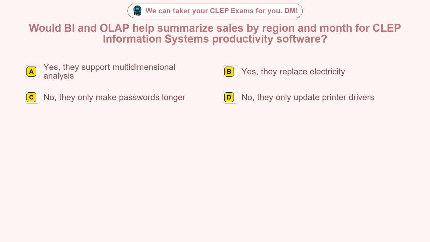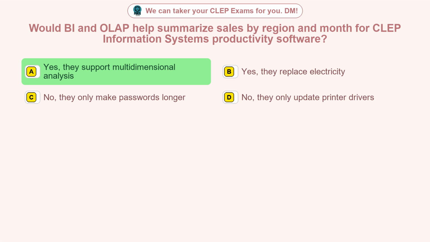Question 9. Would BI and OLAP help summarize sales by region and month for CLEP Information Systems productivity software? Option A. Yes, they support multidimensional analysis. Option B. Yes, they replace electricity. Option C. No, they only make passwords longer. Option D. No, they only update printer drivers. The correct answer is option A.